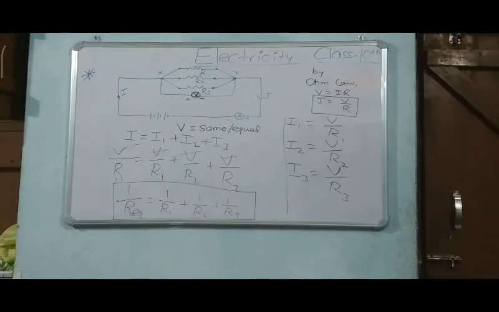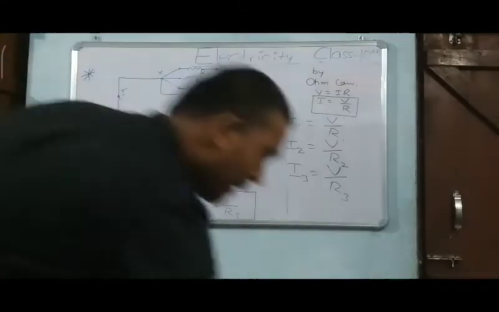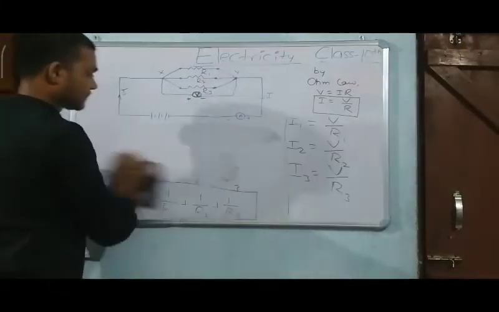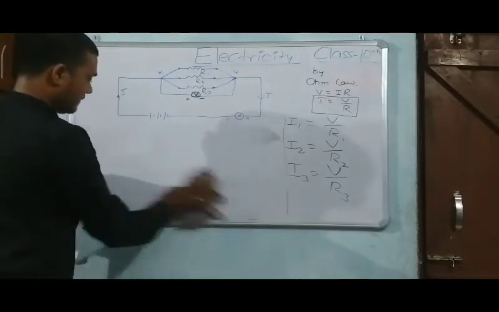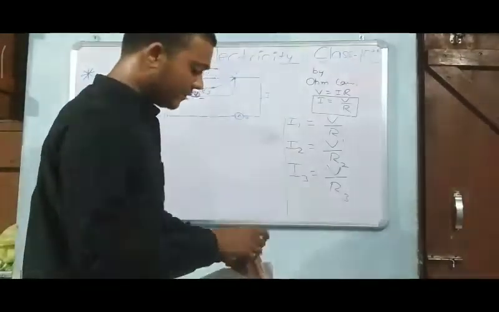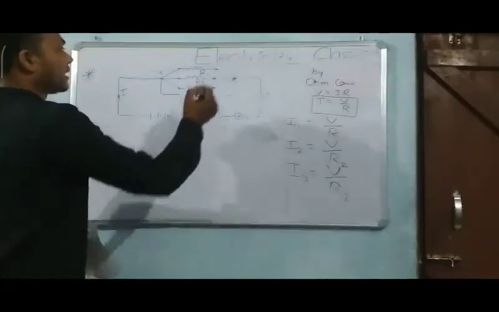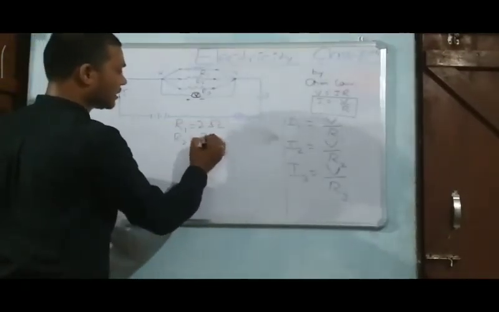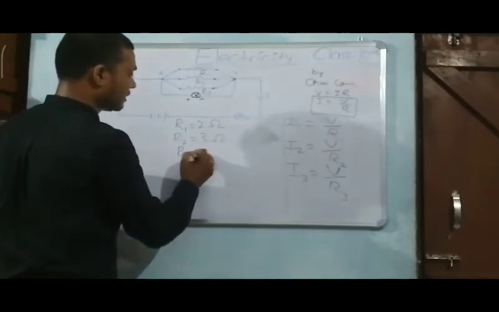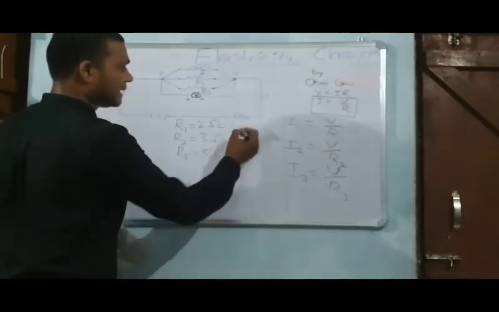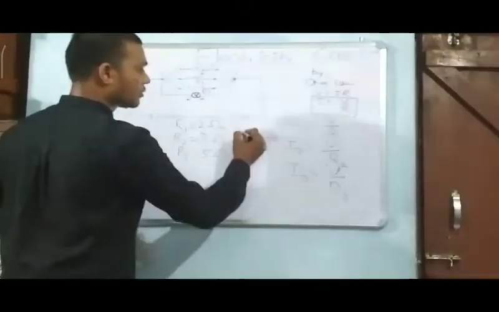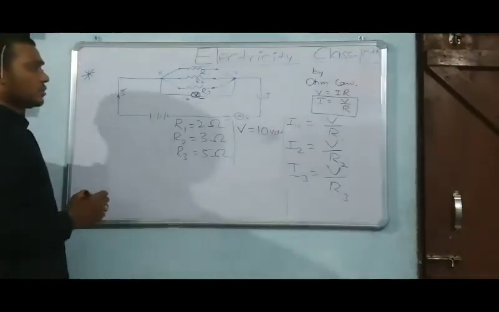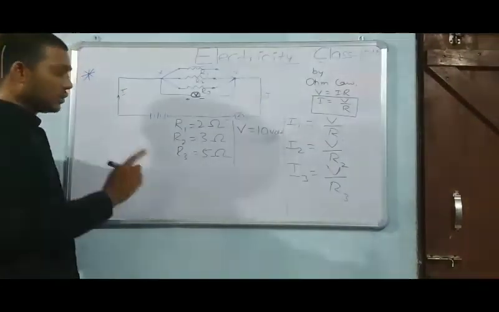Okay, so let us see one example. If the value of R1 is equal to 2 ohm, R2 is equal to 3 ohm, R3 is equal to 5 ohm, and the potential difference is the same, with the given potential difference equal to 10 volt. So we need to find the equivalent resistance using the formula.